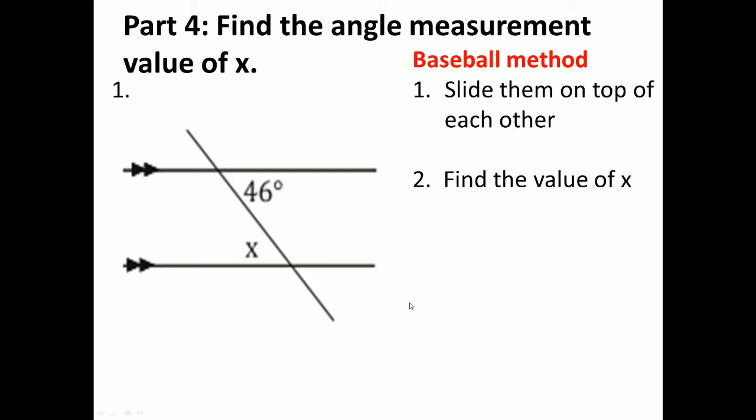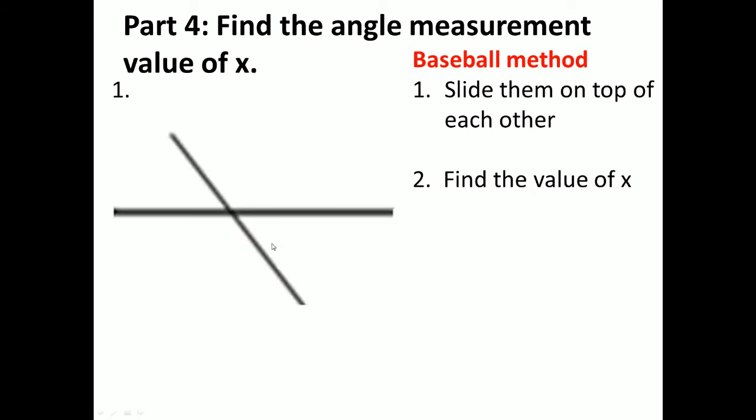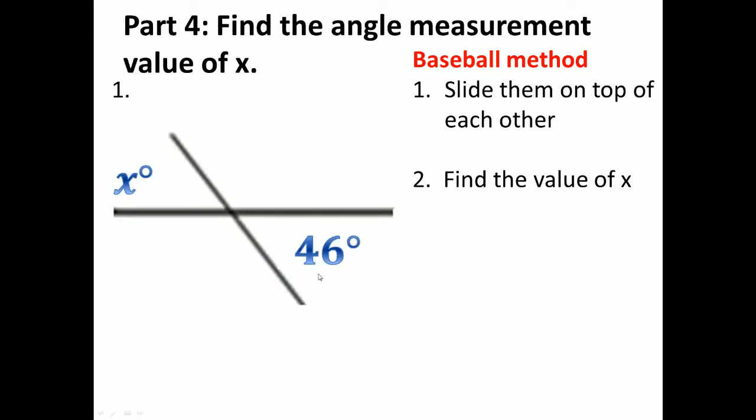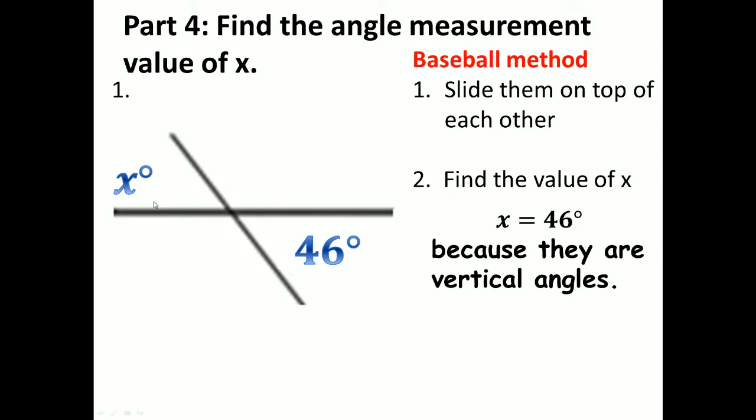If you don't like that method, I'm going to show you the baseball method. Okay, this is where you slide this piece on top of this piece. Okay, you have this piece, right? So the x was in second. Then 46 is right here. The ones that are across from each other means they're vertical angles. There you go. You see how you're just setting up this four square box? We call it the baseball method because the parallel lines slide on top of each other.